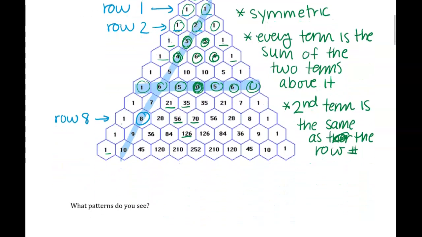So take a minute and you can pause if you want. Once again, fill in the row below. So fill in the 11th row. So for example, we would have ones on either side. 1 plus 10 is 11, and you go from there. You can go ahead and pause.